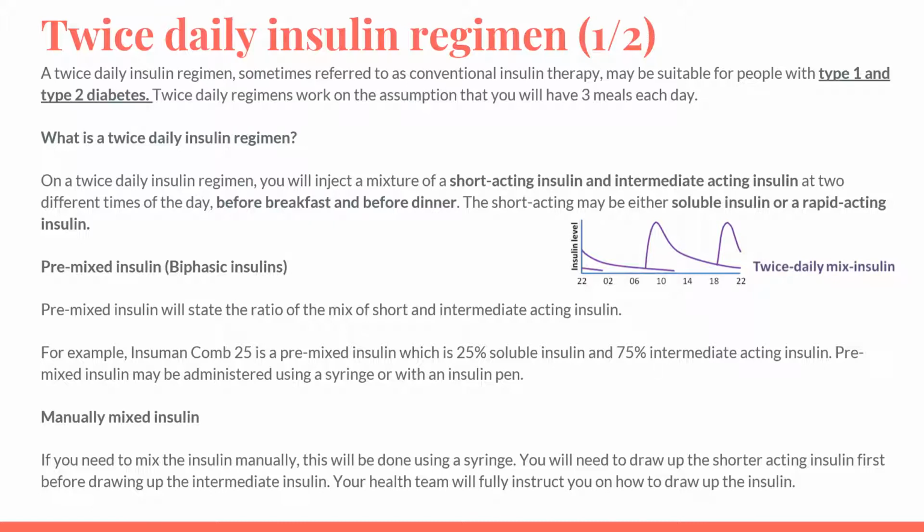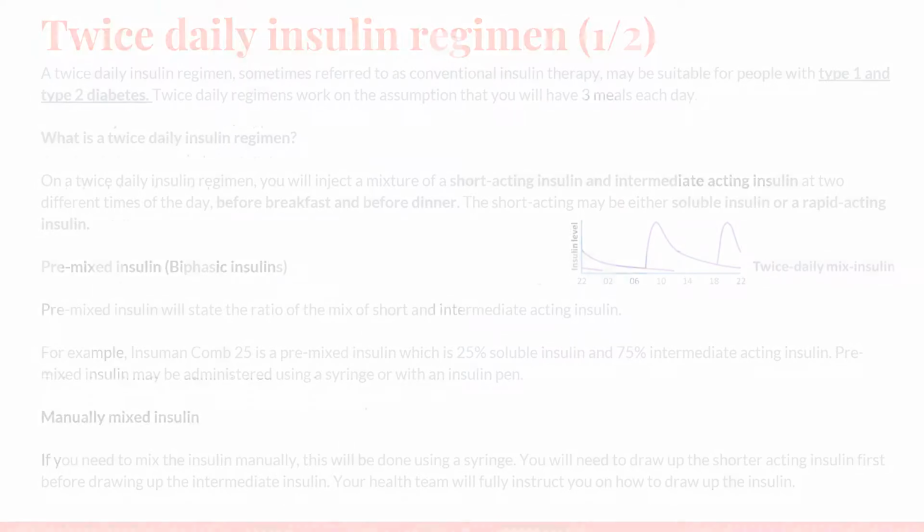Manually mixed insulin. If you need to mix the insulin manually, this will be done by using a syringe. You need to draw up the shorter acting insulin first before drawing out the intermediate insulin. Your healthcare team will fully instruct you on how to draw up the insulin.